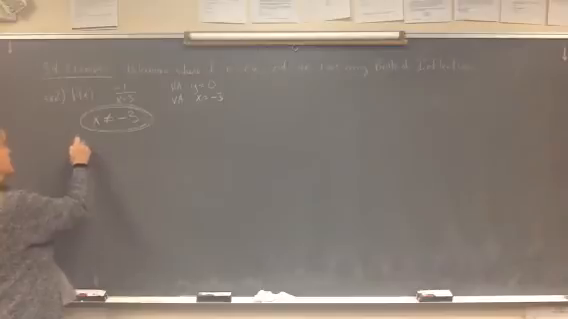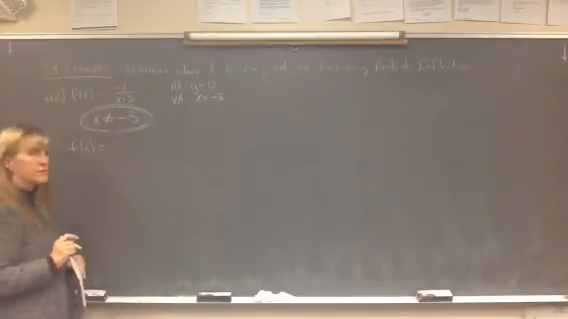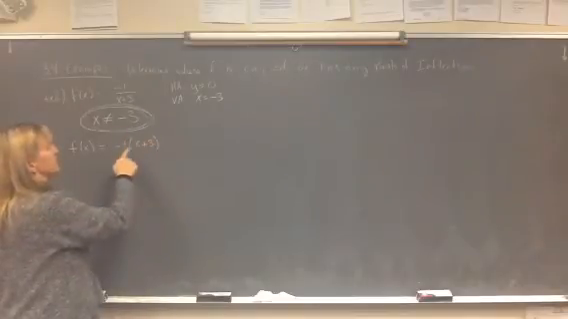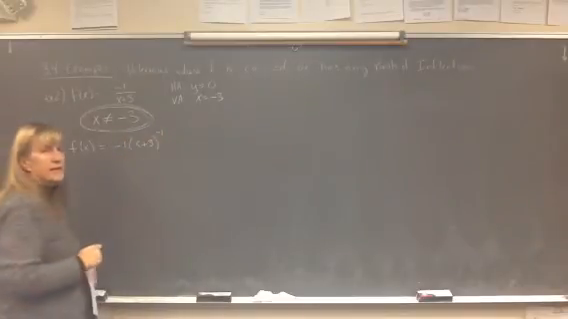So let's go ahead and I think I'd like to rewrite this function. I'm not too crazy on the quotient rule, so I'm going to rewrite this as -1 times (x plus 3) to the -1 exponent.